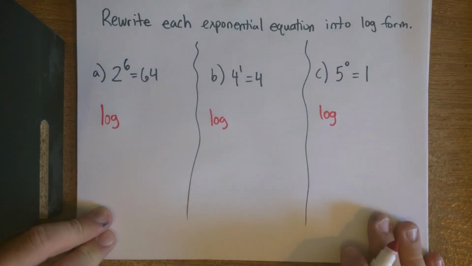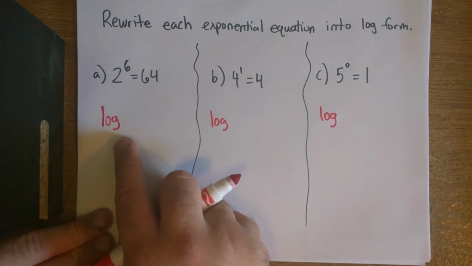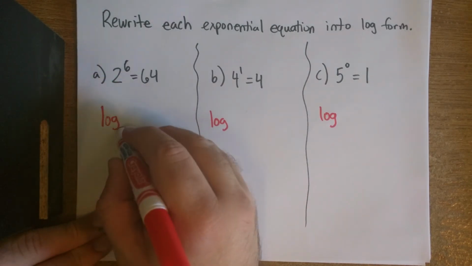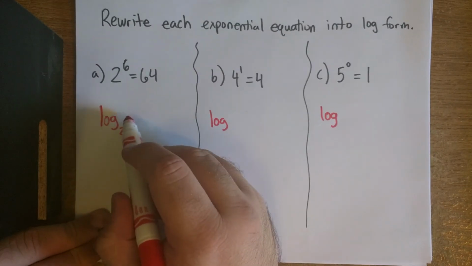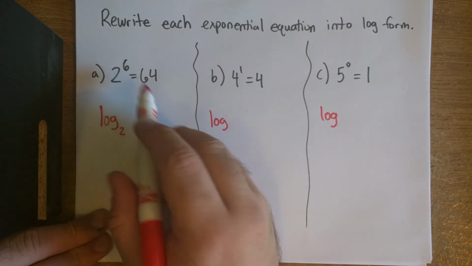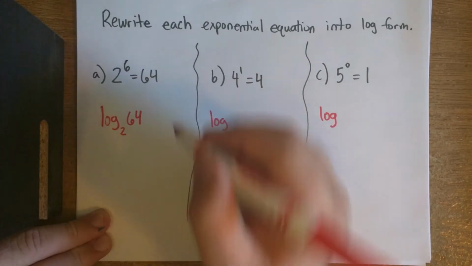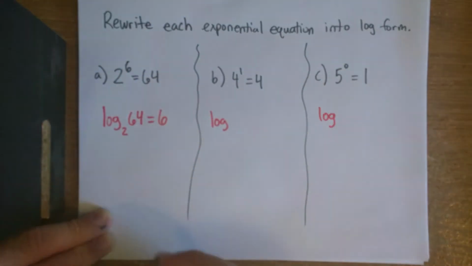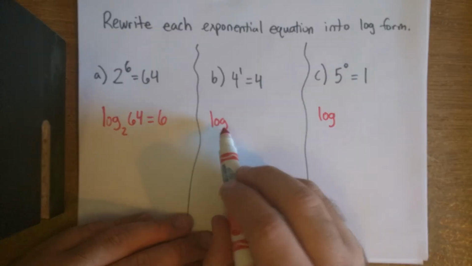Okay, so what is the base? Let's do part A first. What's the base of this log? Well, what's the base of the exponent? The base of it is 2, so I have a little 2 here. Then what's the big number that goes right here? So I have log base 2 of what? Is it 6 or 64? Well, it's whatever's on the right side, so of 64. And then it equals our exponent, which is 6. That's how you rewrite. Once you get used to it, it's pretty easy. It takes practice.